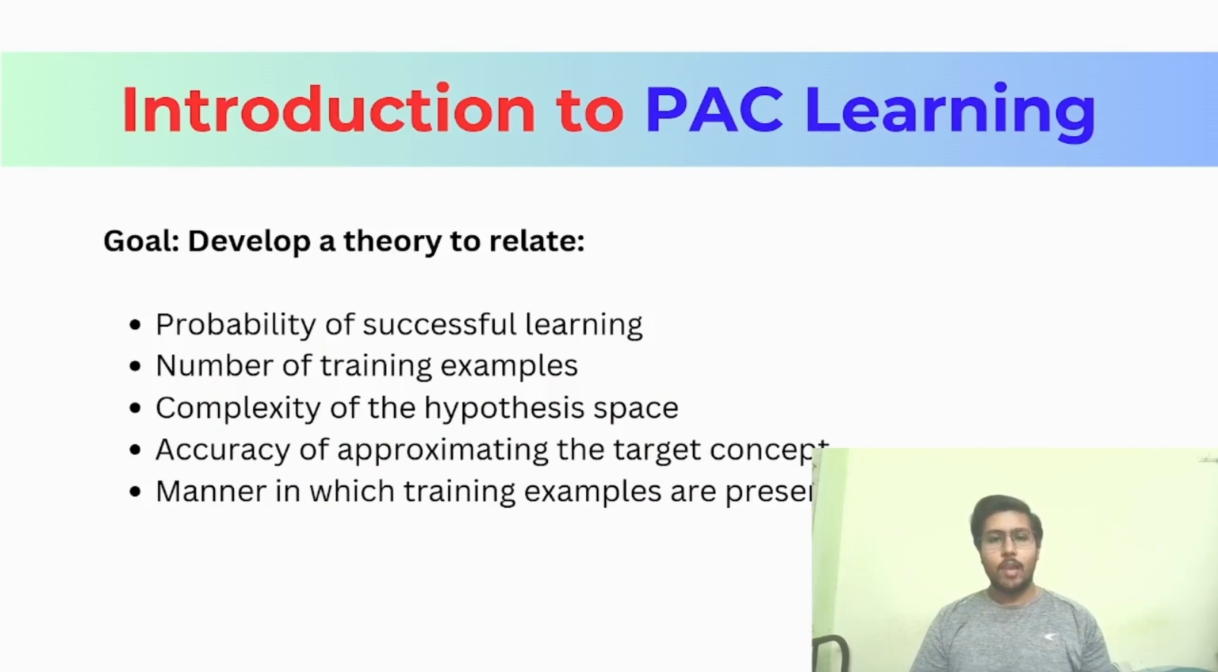In this lecture, we will explore probably approximately correct or PAC learning. PAC learning is a fundamental framework in machine learning theory. The goal of PAC learning is to develop a theoretical foundation that relates four key aspects: the probability of successful learning, the number of training examples needed, the complexity of the hypothesis space, and the accuracy of the approximation to the target. Additionally, we consider how the training examples are presented.